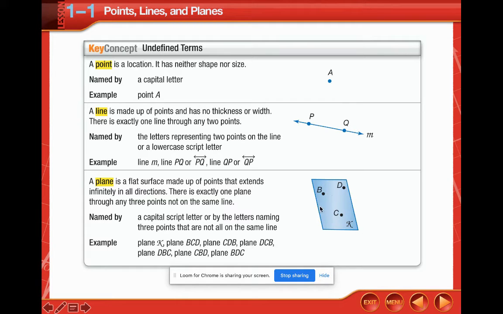And you can name a plane by naming 3 points on it. So you could call this plane CDB, or BCD, or DBC, or even DCB. There's a whole bunch of different names. They're all down here. There are 7 different ways to name this. So you can always name a plane by 3 points or by the script letter inside of it.